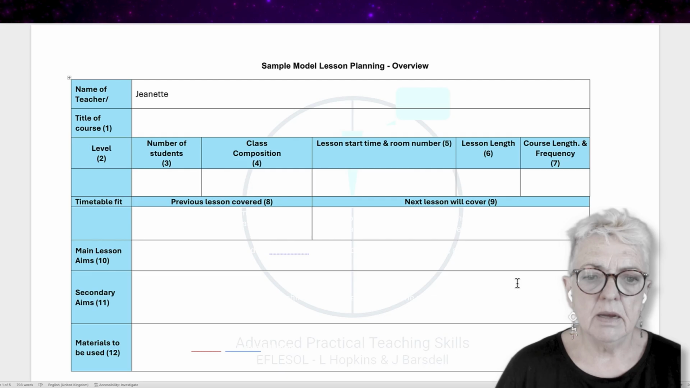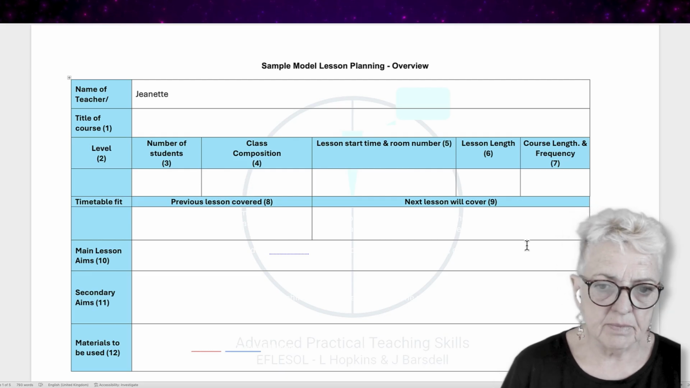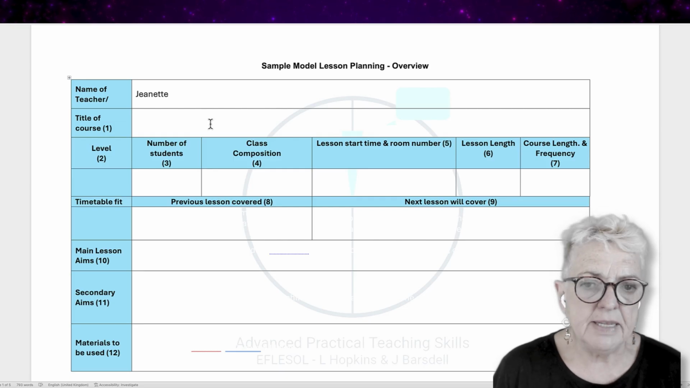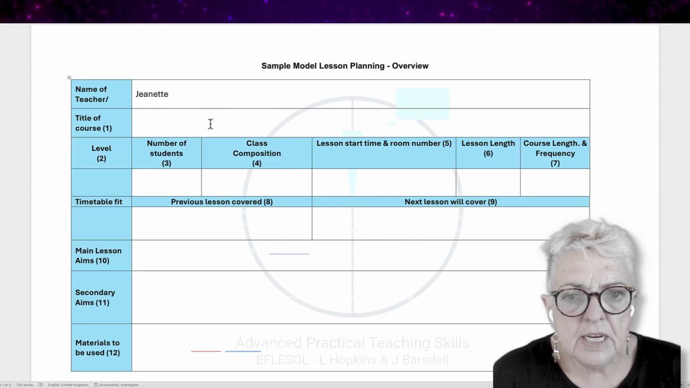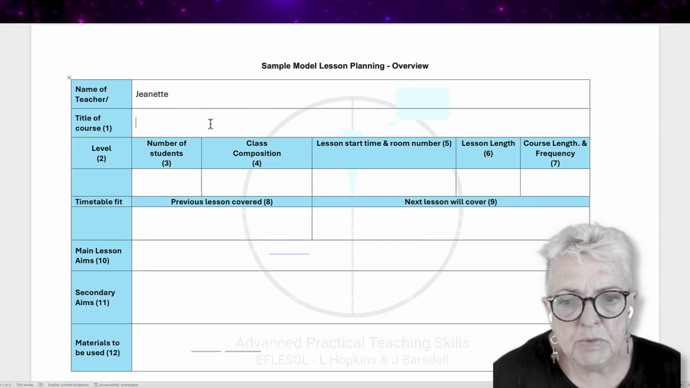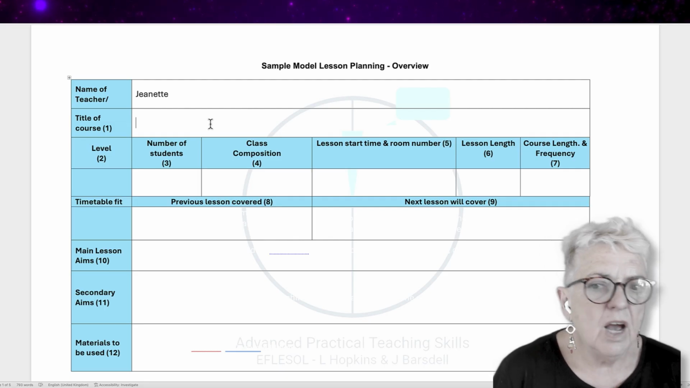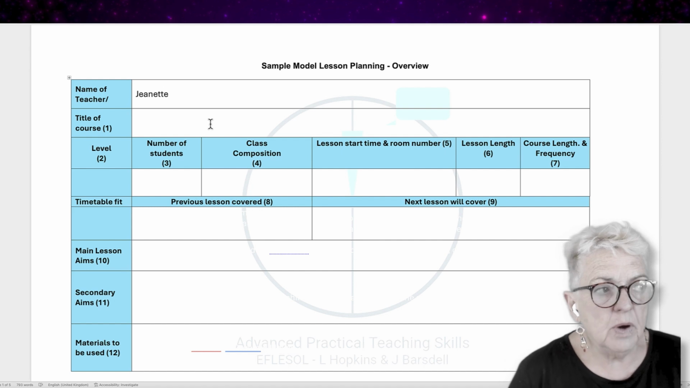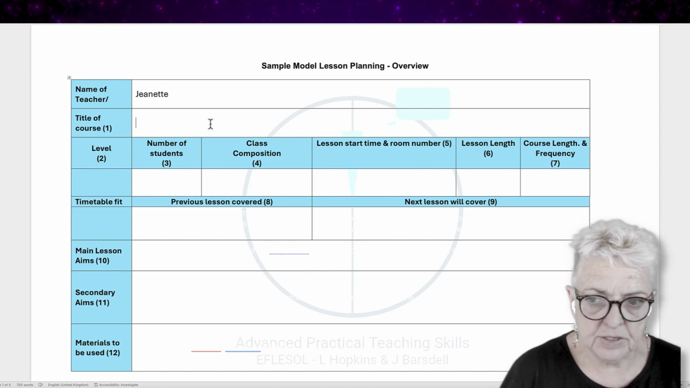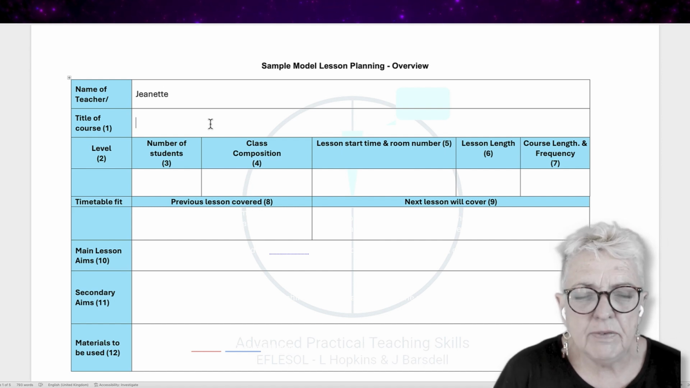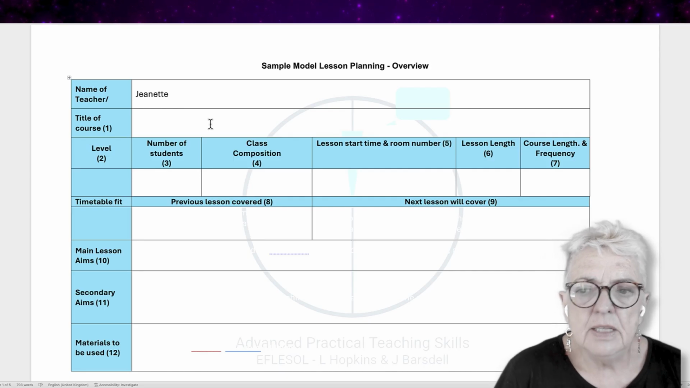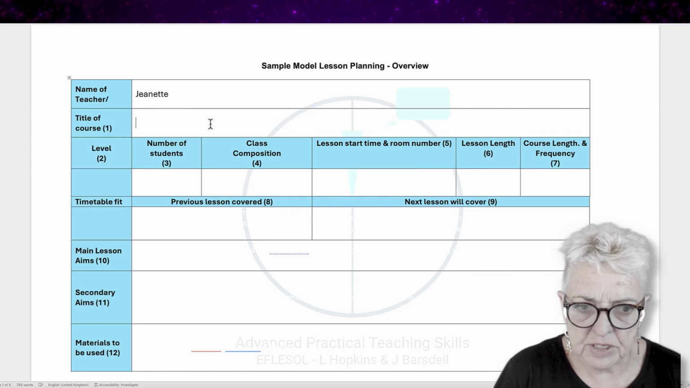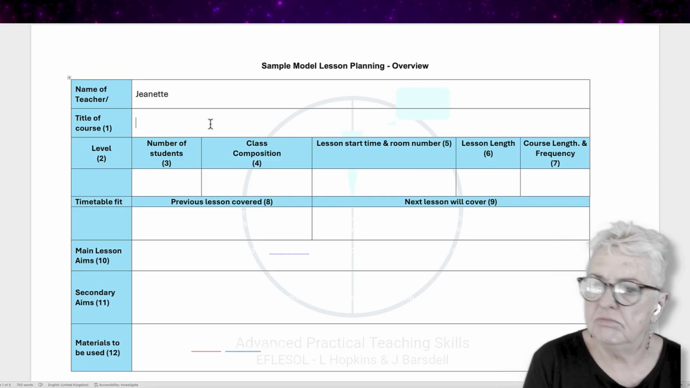Okay, this is my sample model lesson plan. Obviously my name, title of the course, this depends. A lot of this documentation, remember, is for other people to be able to pick it up and work out where you are physically, where you are in the course book, etc. So always think of your lesson plan as a document that somebody else has to read and work out the information. If you write it like that, it works well.